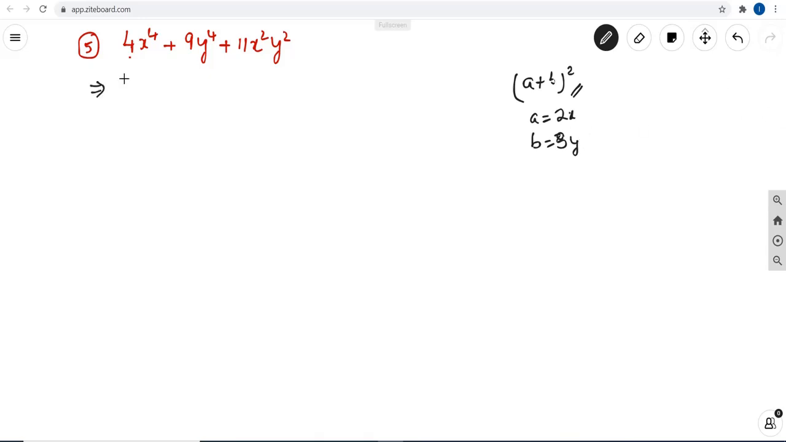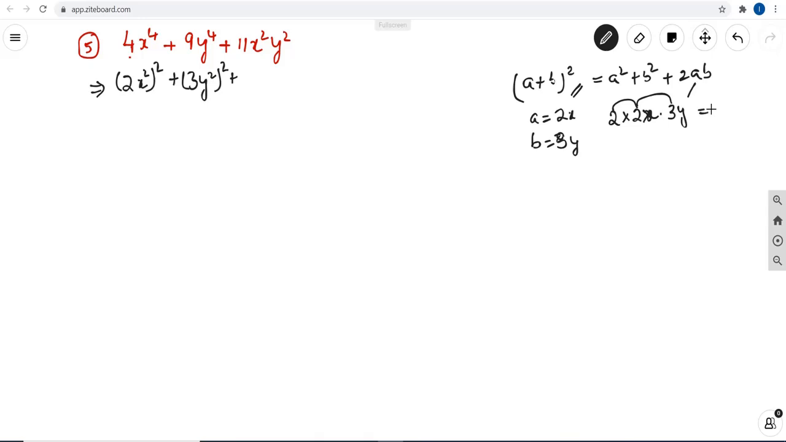So the term 4x⁴ is (2x²) whole square, plus 9. I can write 9 is a perfect square, so how can I write here? (3y²) to the power of square. See what I want here: if I expand this, it will be a square plus b square plus 2ab. So what is a here? A is 2x². It should be multiplied by 3y² into how much? 2. So how much is it? 2 2s are 4, 4 3s are 12.